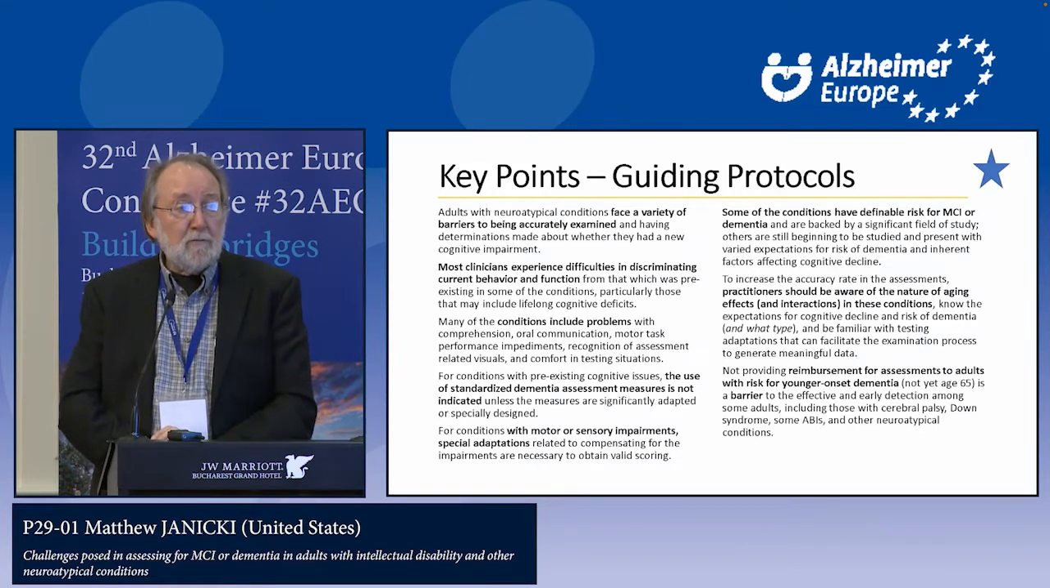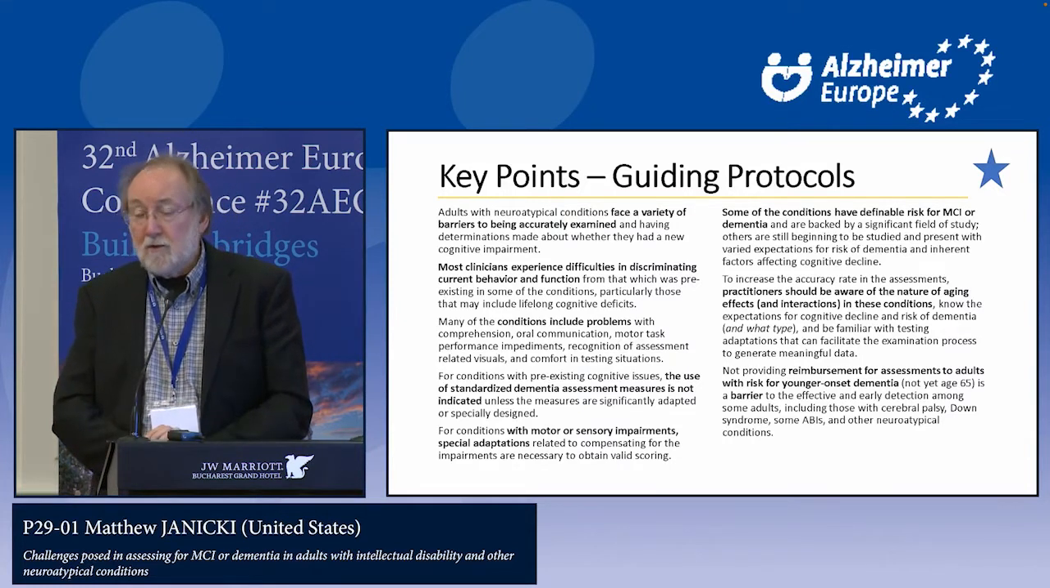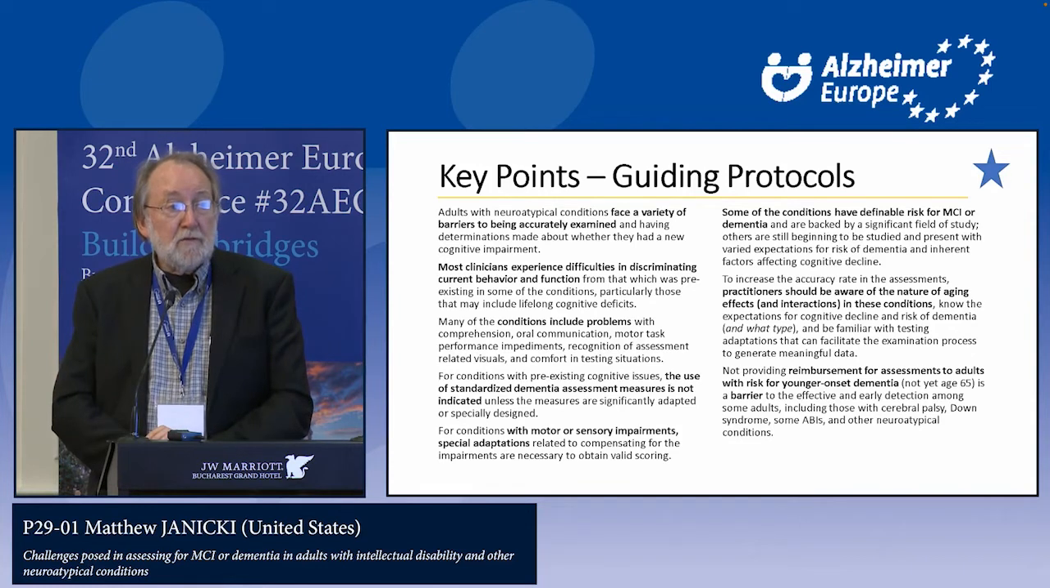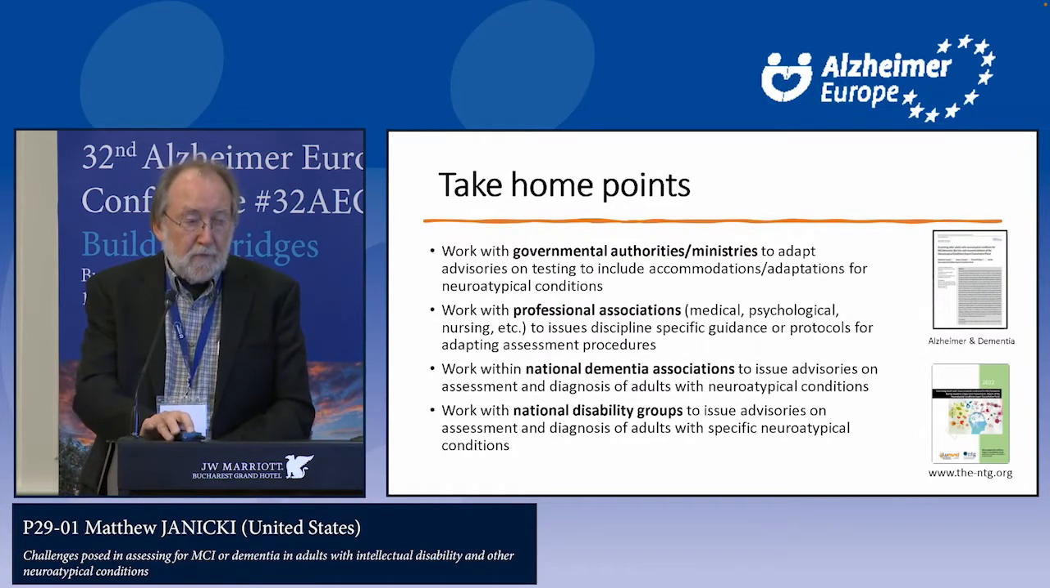And lastly, and this is again something particular to insurance schemes in the country, not providing reimbursement for assessment to adults with risk for a younger age onset dementia, not yet 65, for example, is a barrier to the effective and early detection among some adults, including those with some of the neuroatypical conditions.